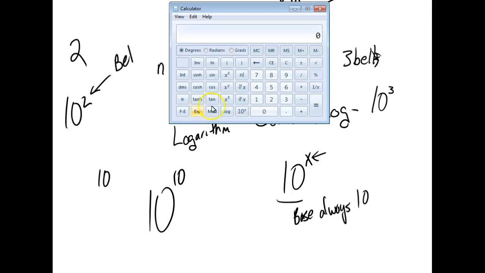You understand? So what I would do is I could make up any number, right? And then I could come up here and hit the log key, and that would be the log of that number. That would be the bells of that number.